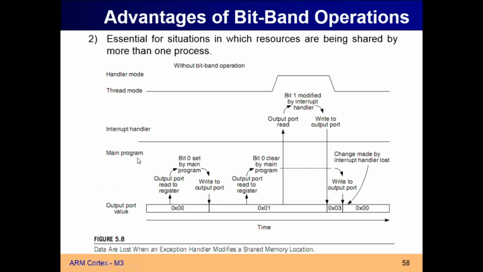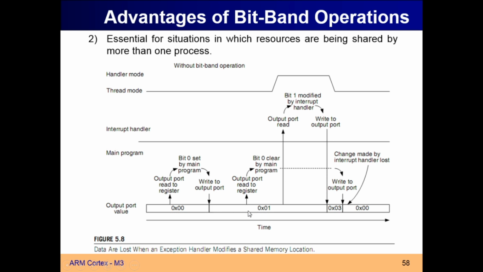In the main program, the value from the output port, that is 0x00, is read to a register. Then bit 0 of this value is set by the main program. Then it is written back to the output port. So when the 0th bit of 0x00 is set, what will be the value? 0x01. So 0x01 is written to the output port.